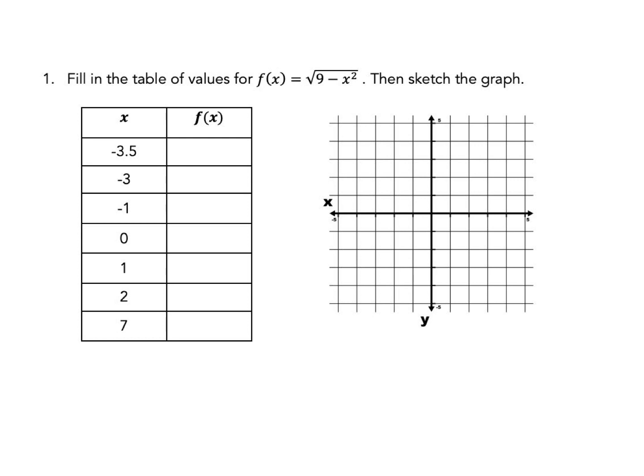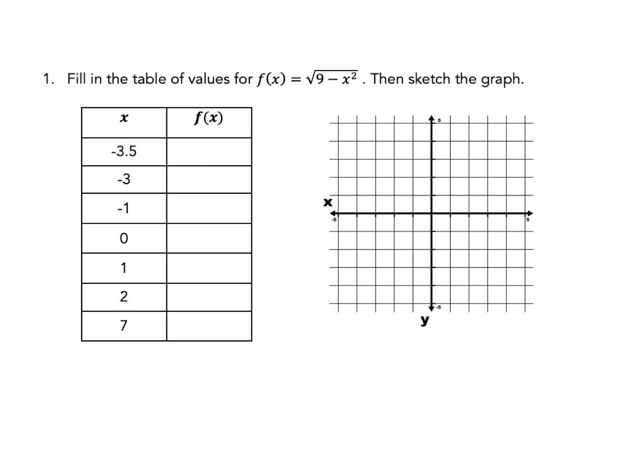So the lesson objective is I can determine different functions' inputs and outputs. So here we're going to fill in the table of values for f of x equals the square root of 9 minus x squared, and then we're going to sketch the graph. So how do we plug in these points?